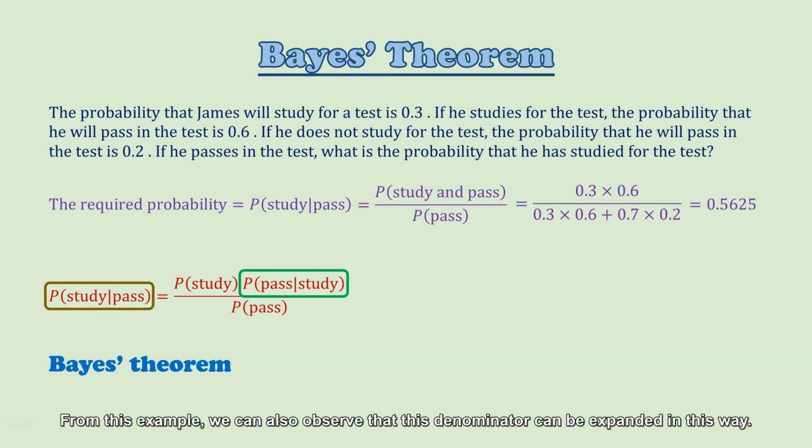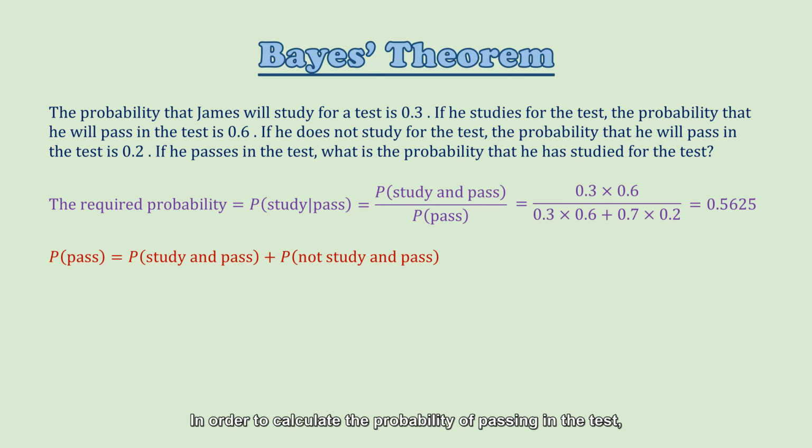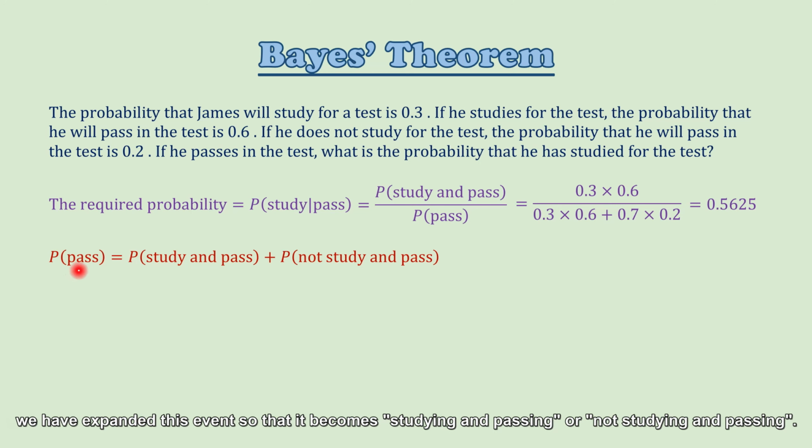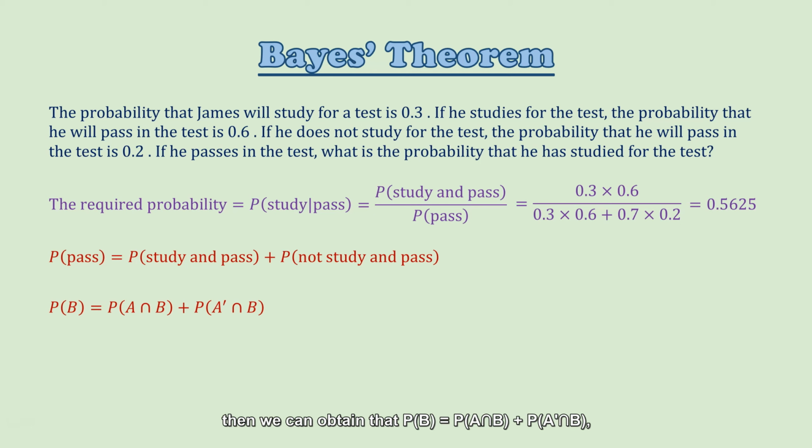From this example, we can also observe that this denominator can be expanded in this way. In order to calculate the probability of passing in the test, we have expanded this event so that it becomes studying and passing or not studying and passing. If we denote the event of passing as B and the event of studying as A, then we can obtain that P(B) is equal to P(A intersection B) plus P(A' intersection B).